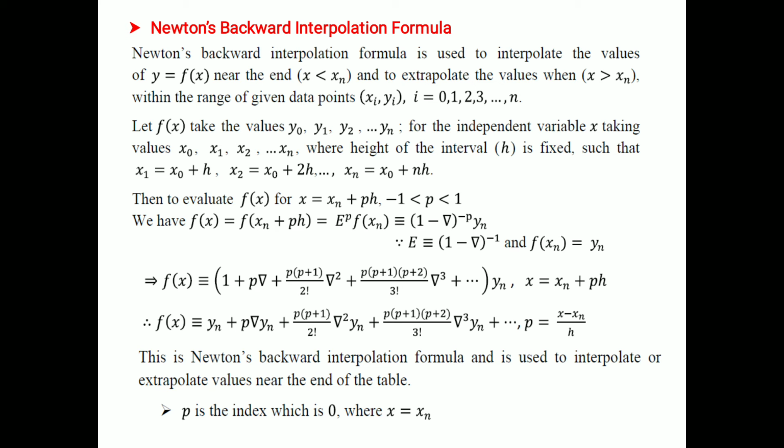Then the final formula for Newton's backward interpolation formula is obtained as f of x is equal to yn plus p nabla yn plus p(p+1) upon 2 factorial nabla square of yn plus p(p+1)(p+2) upon 3 factorial nabla cube yn plus and so on, where p is equal to (x minus xn) upon h. This is Newton's backward interpolation formula, and it is used to interpolate or extrapolate values near the end of the table, where p is the index which is 0 where x is equal to xn.